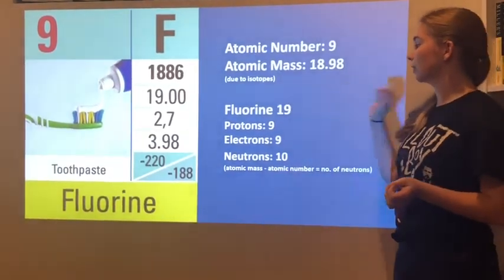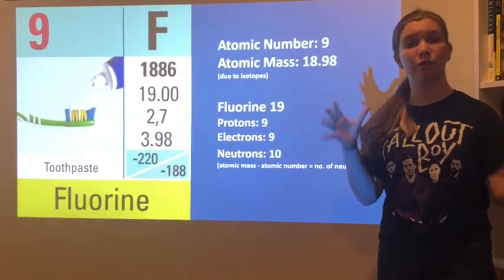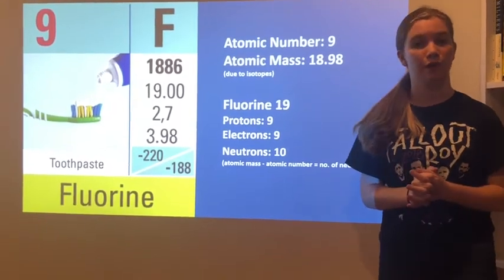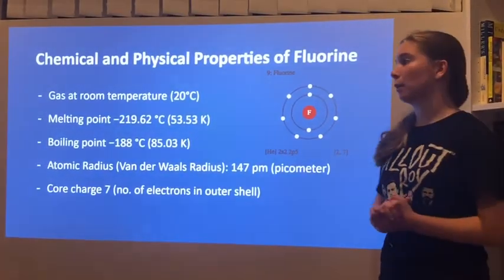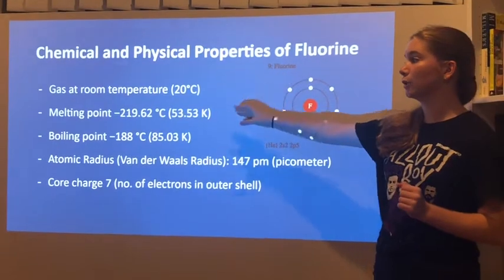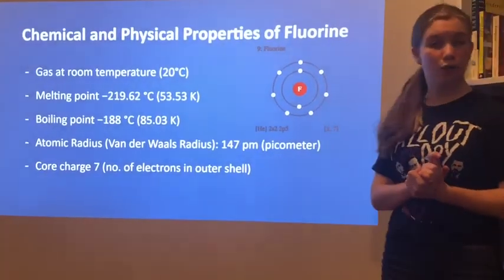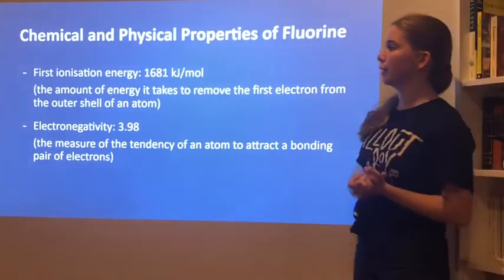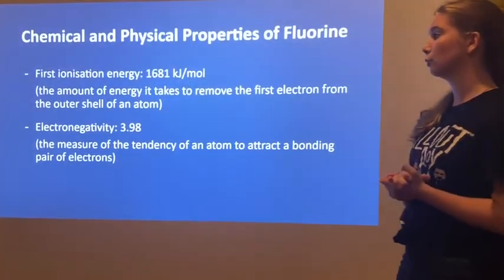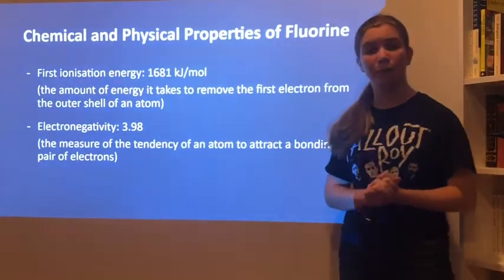It has 9 protons, 9 electrons and 10 neutrons. However, there are also 17 other known isotopes of fluorine. Fluorine has many chemical and physical properties. It's a gas at room temperature and it has a low melting and boiling point. It has an atomic radius of 147 picometers and a core charge of 7. It has a first ionization energy of 1,681 kilojoules per mole and has an electronegativity of 3.98.